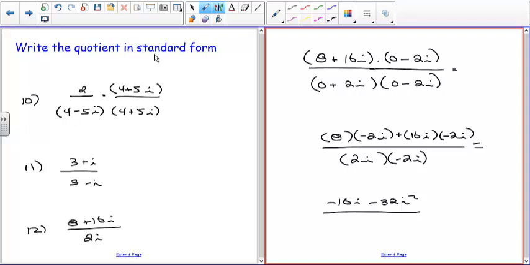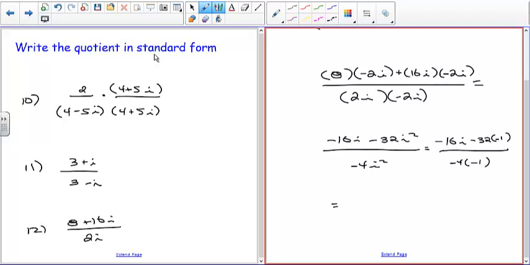In the denominator, we have negative 4i squared. So 2 times negative 2 is negative 4. I times i is i squared. But i squared is negative 1. So in the numerator, we'll get negative 32 times negative 1, which is positive 32. Put the imaginary part second, negative 16i, divided by positive 4. So then we can divide, those have a common factor of 4. So 32 divided by 4 is 8. 16 divided by 4 is 4. So that's your final answer.